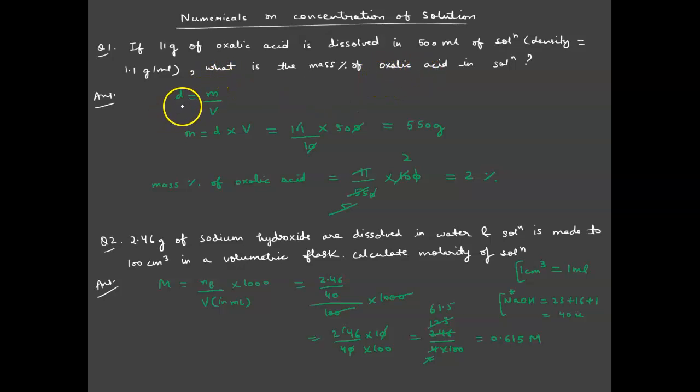Now, density. We have been given density, so we will first use the formula of density. Density equal to mass upon volume, or mass equal to density into volume. Here density is 1.1, volume is 500 ml, so this comes out to be 550 gram. Now the mass percent. You know the mass percent formula.